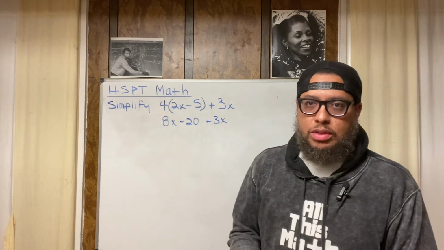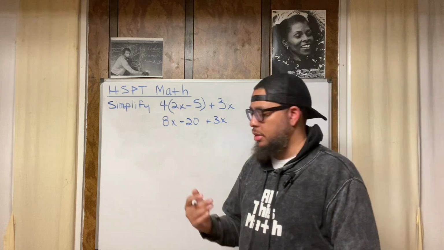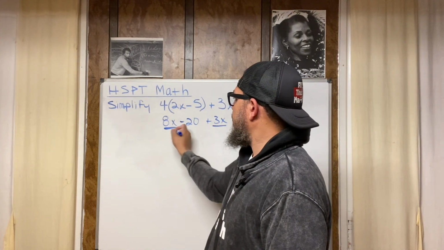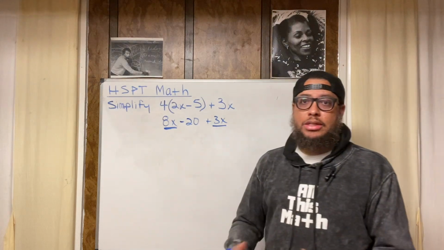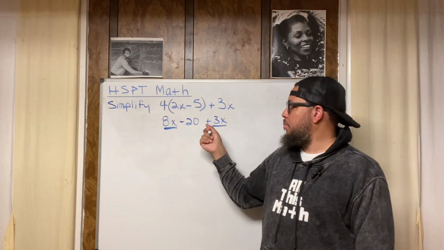You got to know the rules. Learn the rules, then follow the rules, and everything is going to be all right. You're going to get correct answers. All right. But we can combine this 8x with this 3x. So you put the 8x and the 3x together, right? Because of that plus sign, 8x plus 3x.